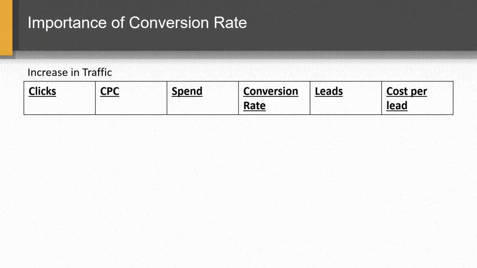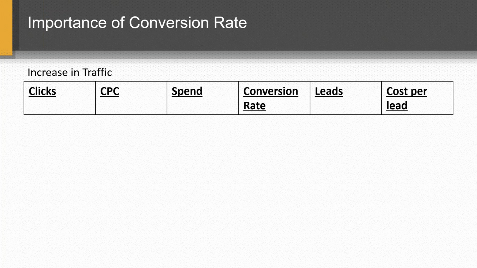Now let's talk a little bit about conversion rate. A common misconception is that the only way to generate more leads is to get more traffic. In PPC, more traffic typically means more cost. Optimizing your landing pages for conversion rate is the best way to increase conversions at the same cost.